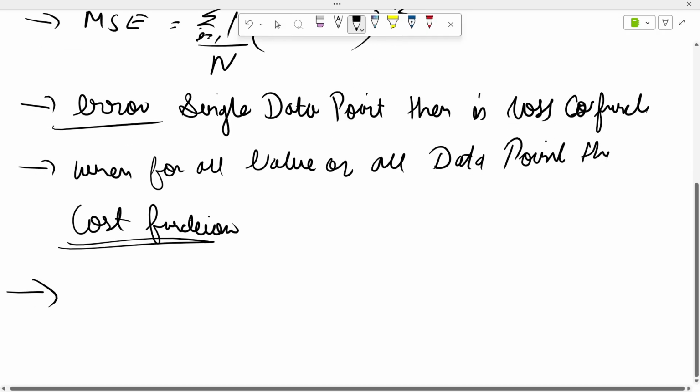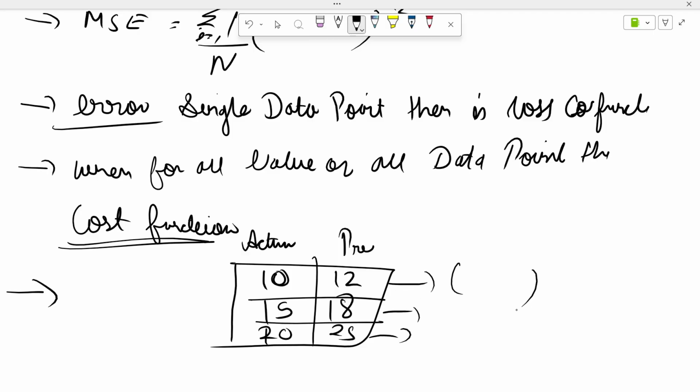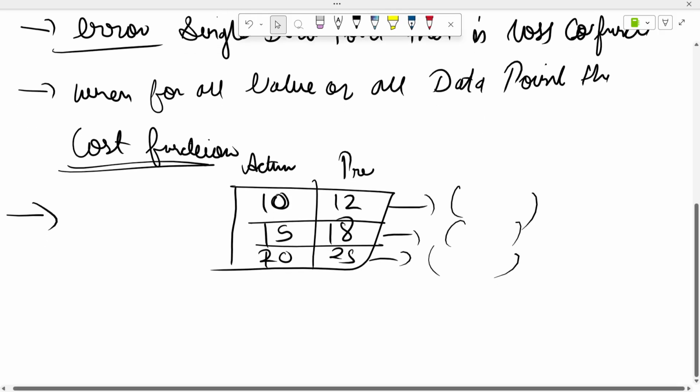Now we will understand this when you have one column of actual and one of predicted. Actual is 10 and you predicted 12. Actual is 15, you predicted 18. Actual is 20 and you predicted 25. These are the values you know. So for each you take the difference and you have the error.